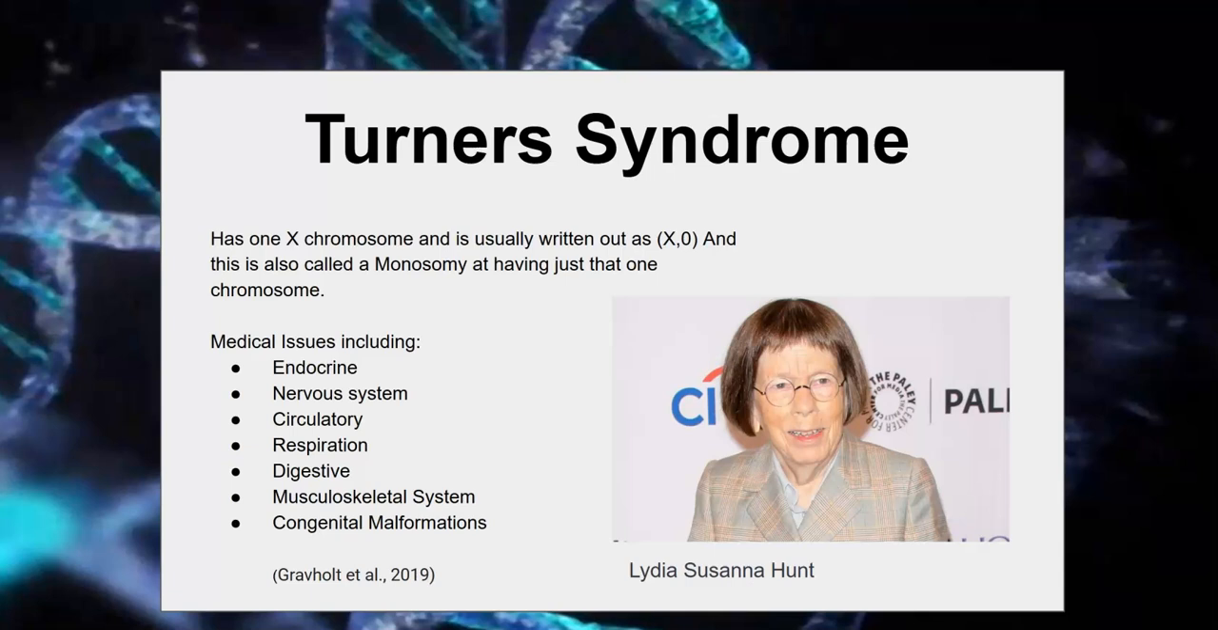Now, there are medical issues that come along with Turner syndrome, such as the endocrine system, nervous system, circulatory, respiration, digestive, musculoskeletal systems, and congenital malformations. So quite a bit going on within the Turner syndrome aspect of the chromosomal abnormality. And I added another picture too. This is Lydia Hunt. She's a great actress, but most of you may know her from NCIS Los Angeles. She was one of the characters in that show.